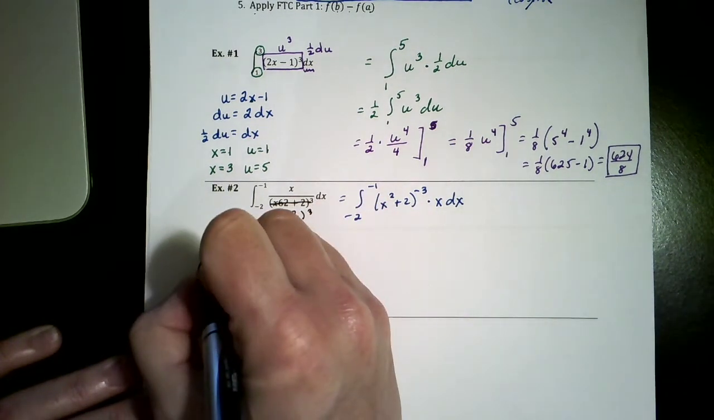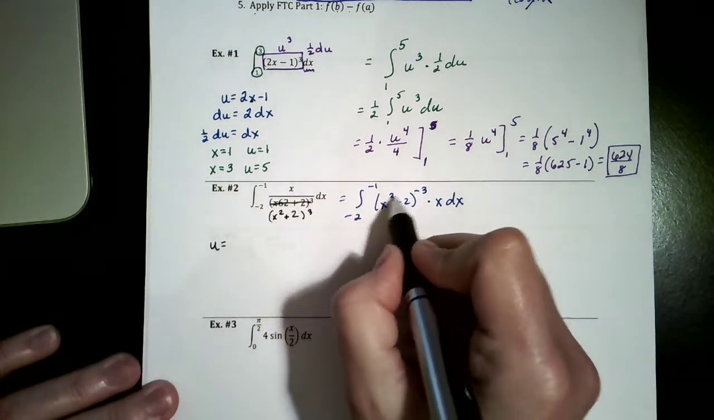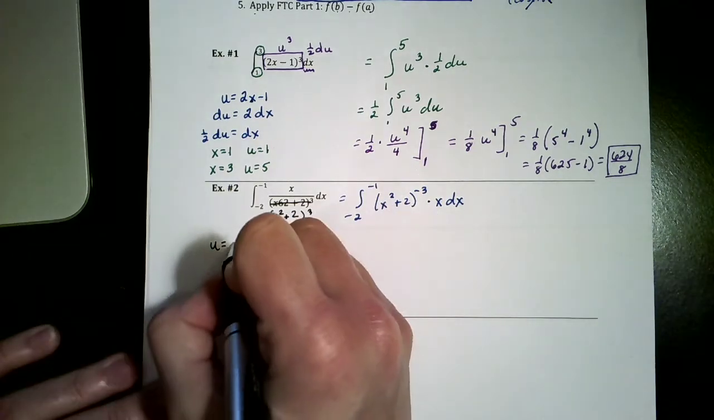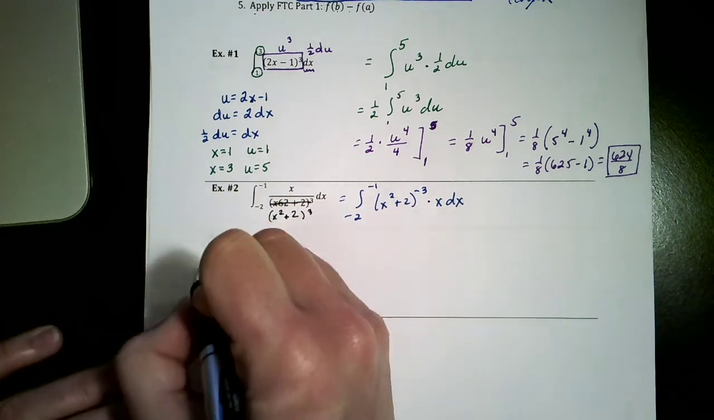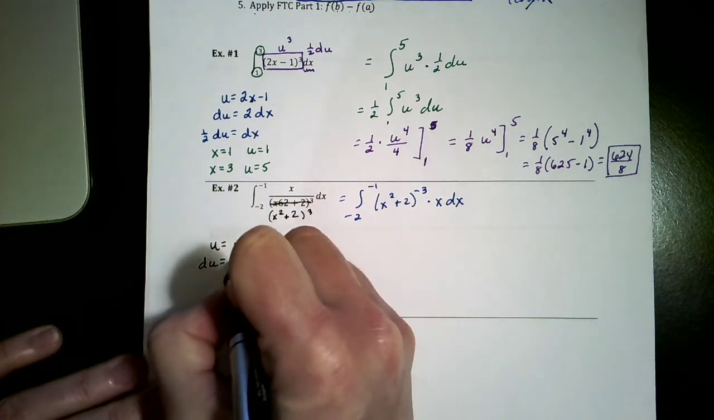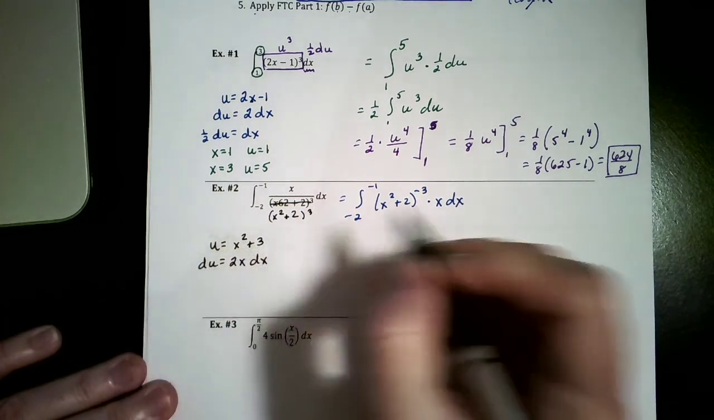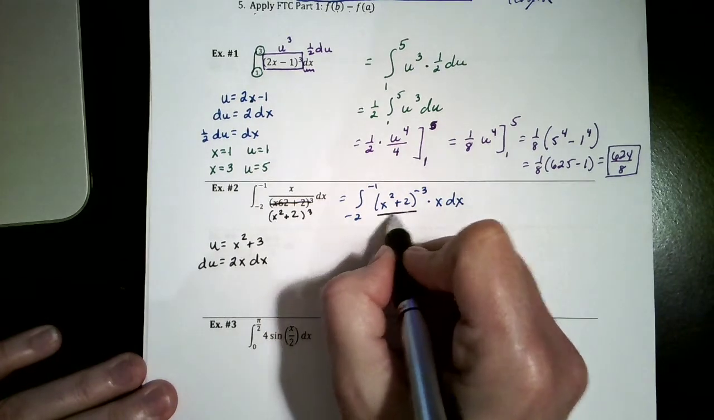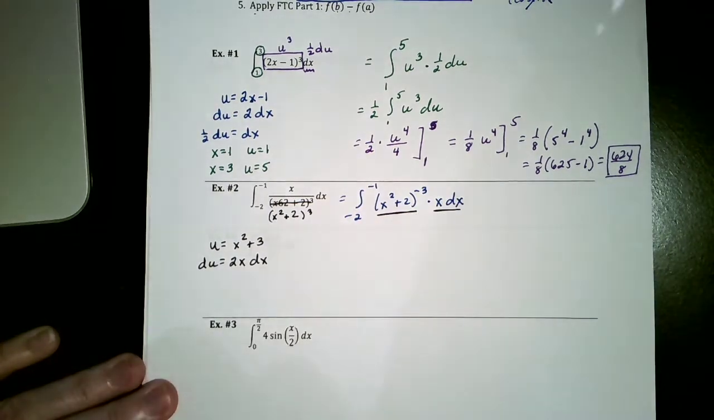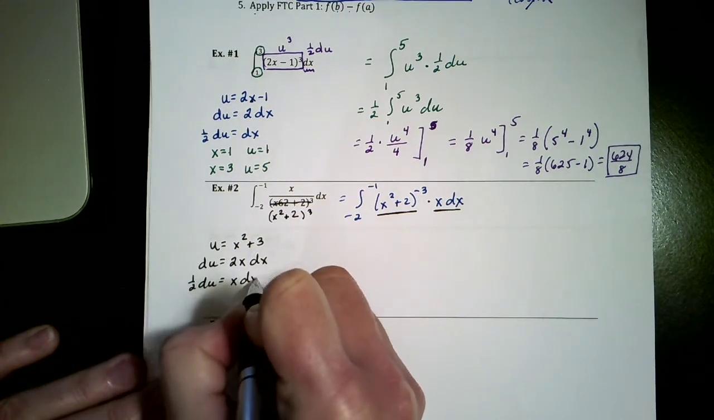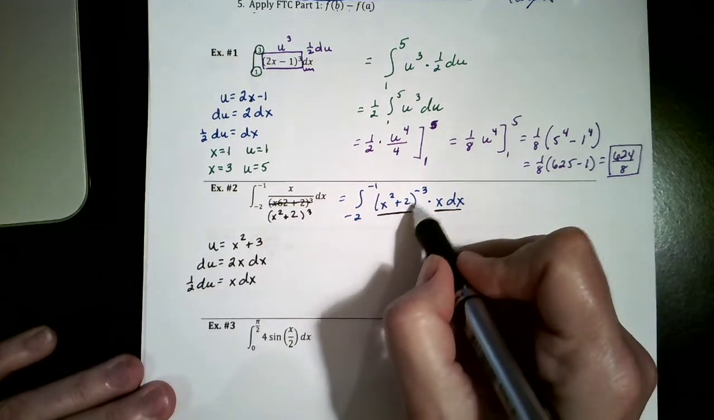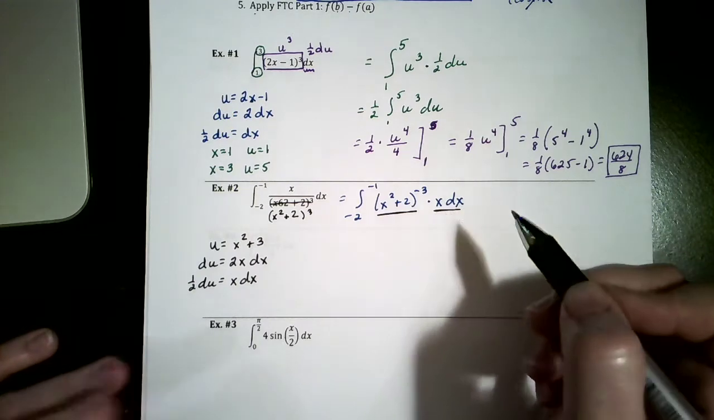I'm going to do u substitution because I can't multiply this out to the negative 3, so I'm going to let u equal x squared plus 3. du is equal to 2x dx. So here's my u to the negative 3. I need an x dx, so I'm going to divide that 1/2 out. So I now know this is u to the negative 3, and this is 1/2 du.